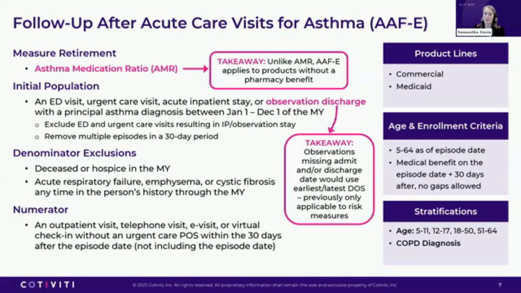For an eligible episode to be compliant, a member would simply need to have an outpatient or telehealth visit in a non-urgent care setting in the 30 days following the eligible episode, not including the episode date. NCQA is requesting two different areas of feedback on the proposed numerator criteria. They're interested to know if follow-up visits should have any other specific setting or provider type limitations. They're also considering shortening the compliance window to only 15 days following the episode date and would like feedback on the appropriateness of that as well.